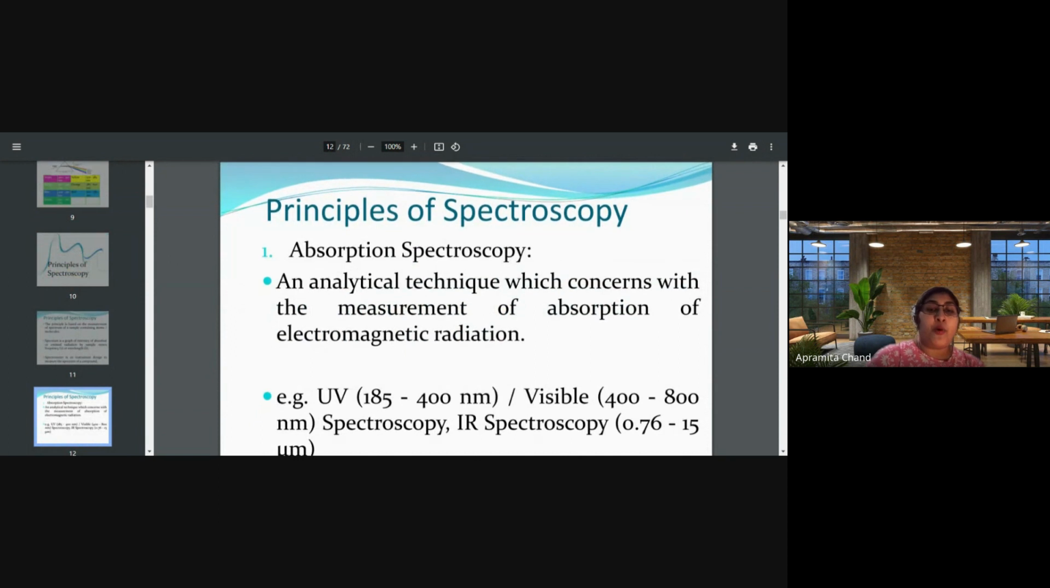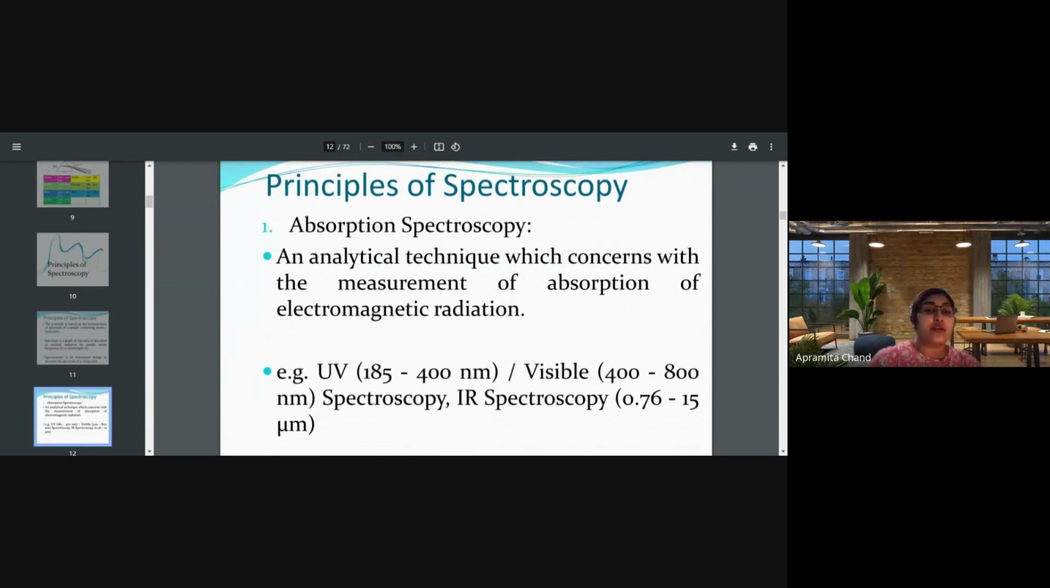Now, a very popular broad kind of spectroscopy is absorption spectroscopy, where the sample absorbs electromagnetic radiation and something happens. Now what is that something? After the absorption of electromagnetic radiation, either within the molecule electronic transitions can occur, and that is your UV spectroscopy. If the molecule starts rotating and the rotational energy levels are affected, then that is your microwave spectroscopy.